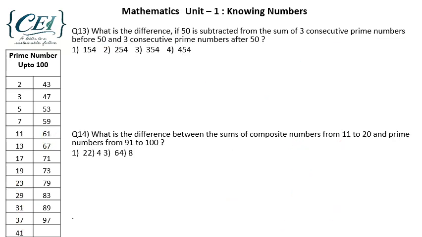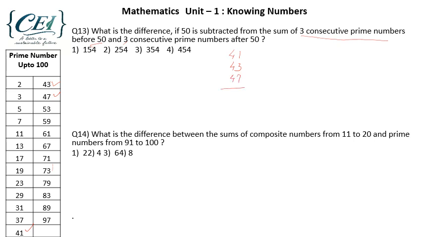What is the difference if 50 is subtracted from the sum of 3 consecutive prime numbers before 50? 3 consecutive prime numbers before 50. Which are the 3 consecutive numbers before 50? So let us write 41, 43, and 47.